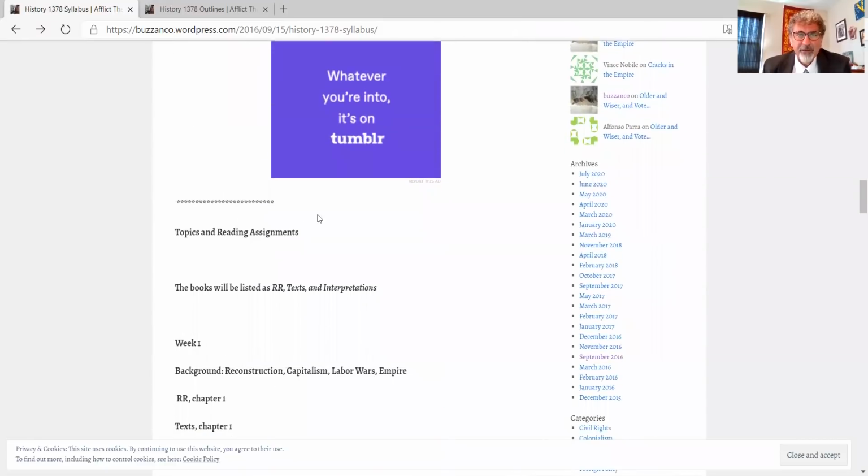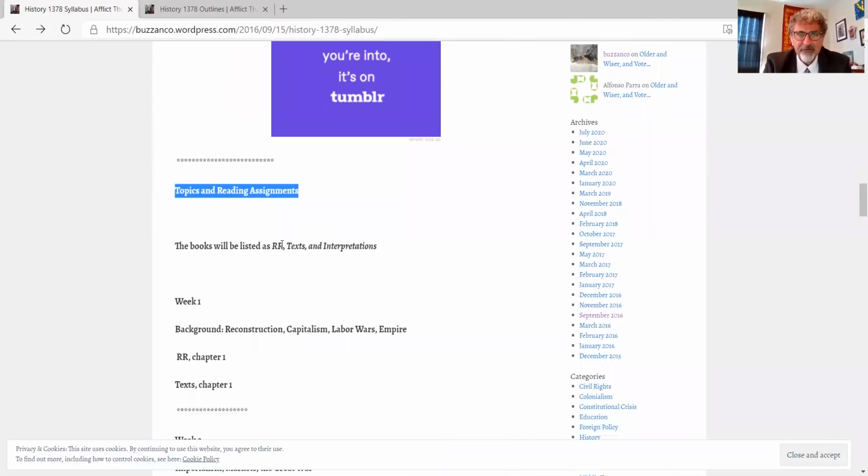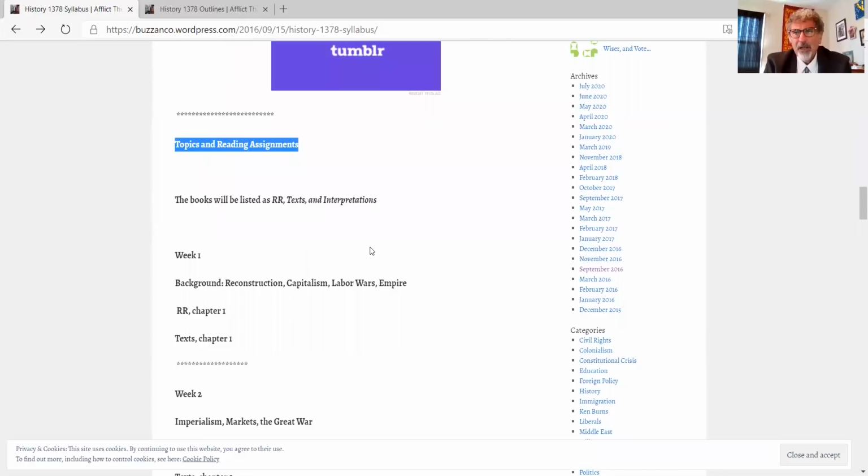So this is the nuts and bolts of it. These are the topics and the reading assignments for this semester. And as I said before, the books are listed as Reconstruction, Rebellion, the text and the interpretations. This is just a general idea of what we'll try to do, and sometimes I'll be ahead, sometimes I might not be. What I'll try to do on these lectures is do them for about an hour fifteen, which is the length they would be in class. I might go short, I might go a little longer.